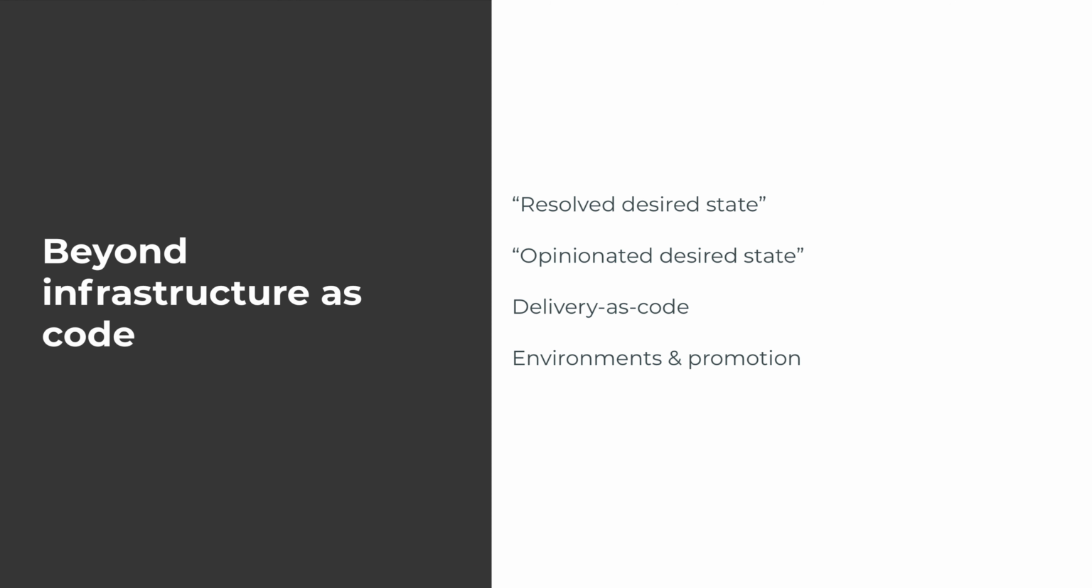OK, so that's infrastructure as code, which might look familiar to anyone who's using Kubernetes already. But we needed to build that to achieve some kind of parity on the platforms we're using, AWS and Titus. But let's think about the really interesting stuff, which is what we're building on top of this. And we have some concepts here, such as resolved desired state, opinionated desired state, delivery as code, and environments and promotion. So let's go through what that means.